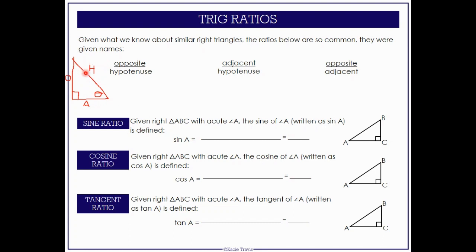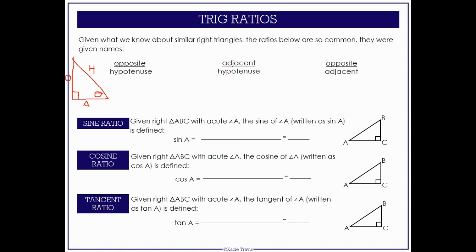Then we have the opposite side, o, the one that does not touch our angle, theta. Then we have our adjacent side, a, the side that touches theta but is not the hypotenuse. Now, with these sides in mind, there are 3 ratios we are going to work with for trigonometry.